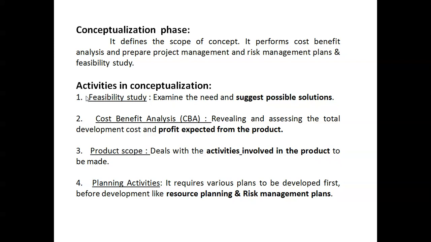Activities in conceptualization: feasibility study. The first activity is that we have to examine the need and suggest possible solutions. That is called feasibility study. And cost benefit analysis, CBA, reveals the total development cost and profit expected from the product. And the third one, product scope. It deals with activities involved in the product to be made, and planning activities. It requires various plans to be developed first before development, like resource planning and risk management plans.